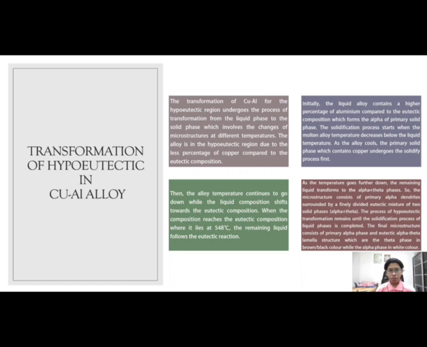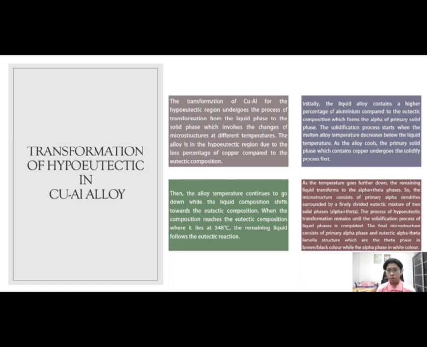After that, the alloy temperature continues to go down while the liquid composition shifts towards the eutectic composition. When the composition reaches the eutectic composition, which lies at 548 degrees Celsius, the remaining liquid follows the eutectic reaction. Last but not least, as the temperature goes further down, the remaining liquid transforms to the alpha and theta phases. So the microstructure consists of primary alpha dendrites surrounded by a finely divided eutectic mixture of two solid phases, which are alpha and theta. The process of hypoeutectic transformation remains until the solidification of the liquid phase is completed.